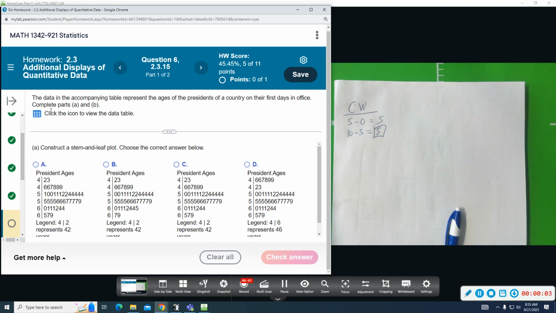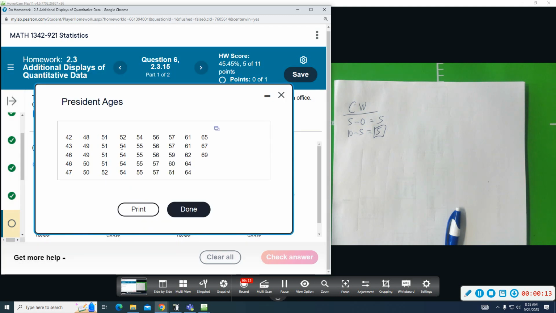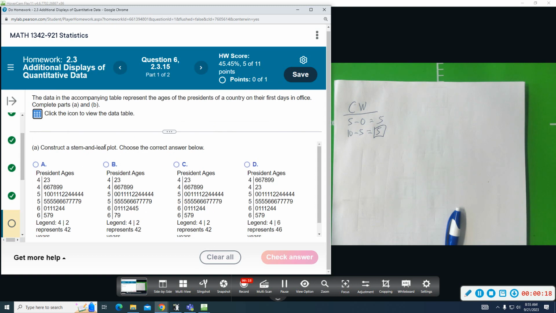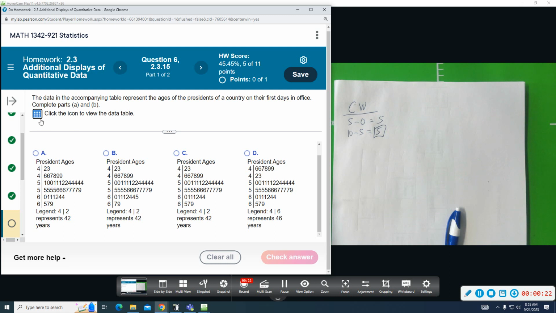Question number 6 says the data in the accompanying table represents the ages of the residents of a country on their first days in office. We're going to complete parts A and B, so we have 2 parts. So here's our table. Okay, and then we want to construct a stem and leaf plot, and we're going to choose the correct one below. So 42, 42, 46.